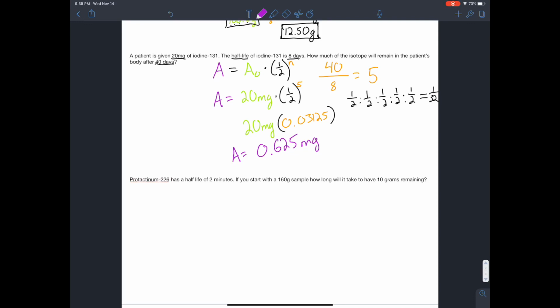However, once again, when we look at this, how many significant figures do we have here? Just the one, because we're trailing 0 with no decimal. So we're rounding to one significant figure. And so we're rounding to this one. There's a 2 here, so it stays the same. So 0.6 milligrams. That's how much is left in the patient's body after 40 days. How much of the isotope stays.